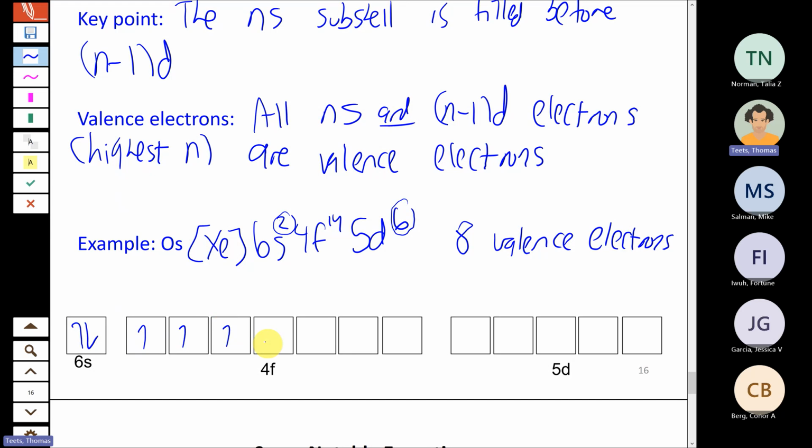So you go 1, 2, 3, 4, 5, 6, 7, but then we have 14, so we have to come back and double them all up. So they're all completely filled. And then for 5d, we have 6 electrons, and we need to follow Hund's rule to do that.